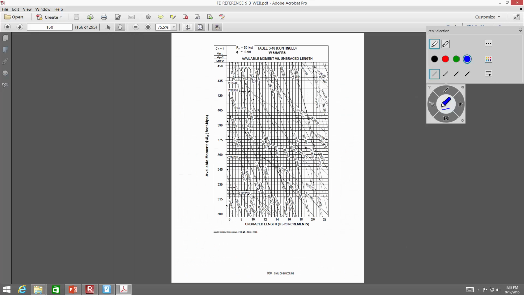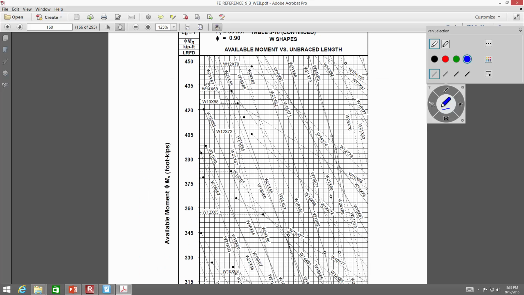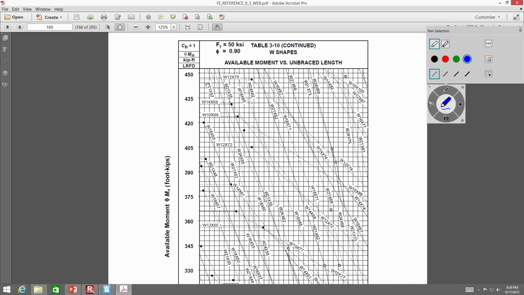It's been a while since I had designed this problem. I couldn't remember if this was on the chart. All right. If you go to this page, this is our beam chart table in the guide. Now, if you remember, your beam strength equation looks a little something like this. Let's see if I can draw it over here.